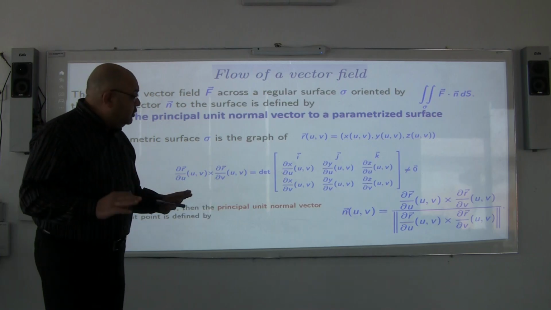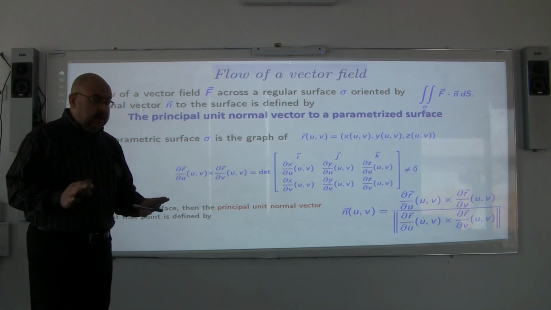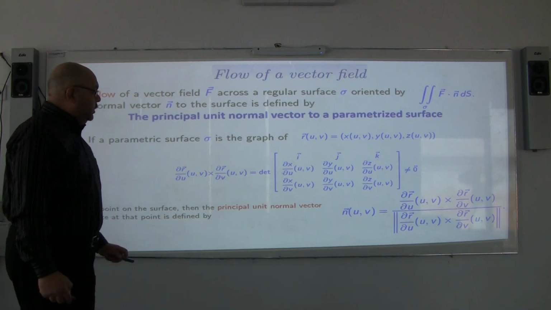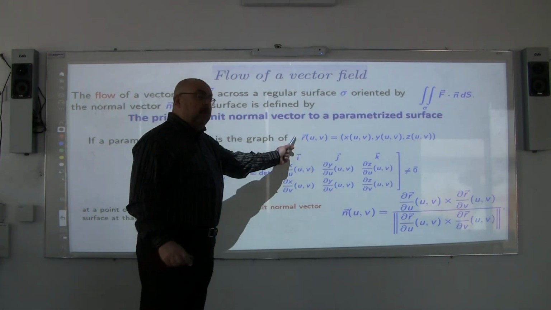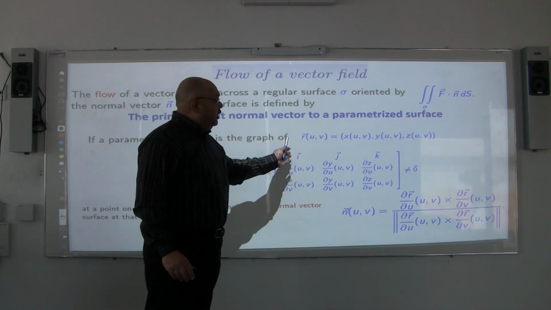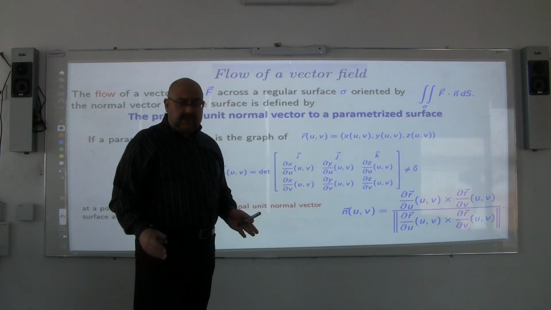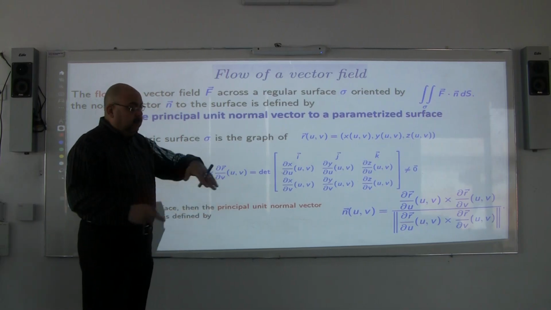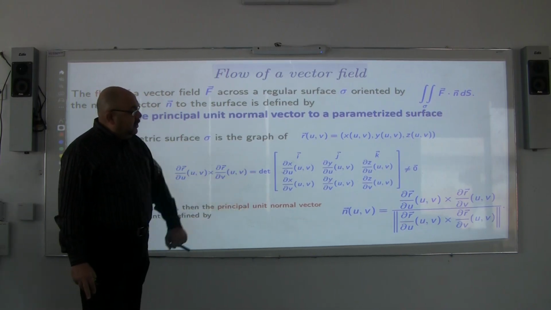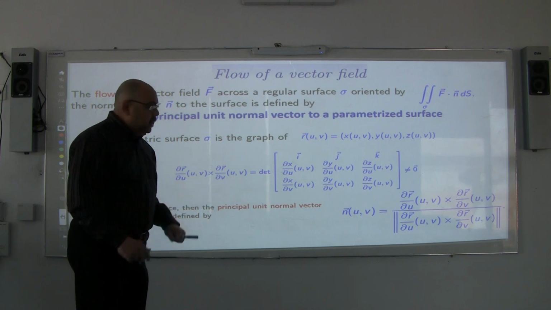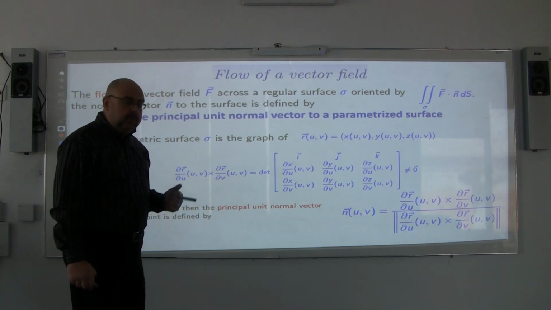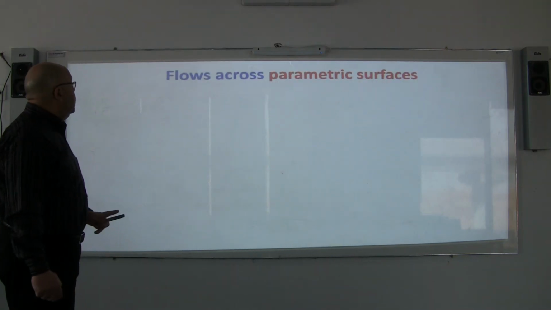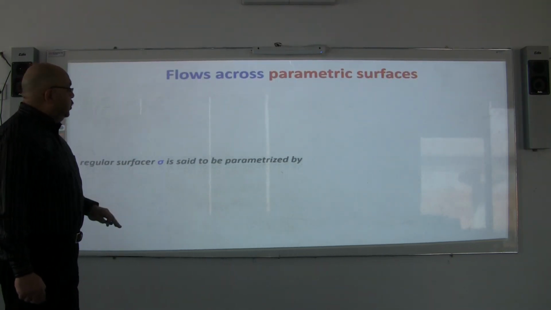So, the concept of smooth goes together, nothing, just straightforward. Once more, this is the R controlling the surface, differentiating with respect to its components, u and v. Then making this cross multiplication, we will be able to get the normal vector of this surface. Then dividing by its magnitude, we will get its unit vector. So, flows across parametric surfaces.